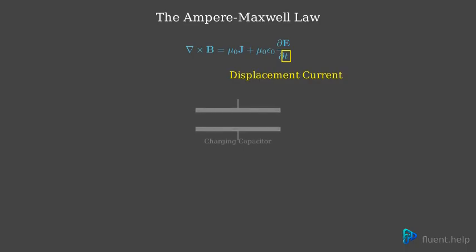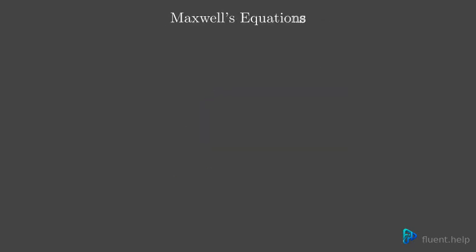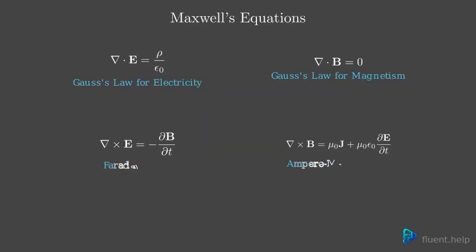Now, the curl of B equals mu naught times the current density plus mu naught epsilon naught times the changing electric field. This restored symmetry. Changing B creates E, and changing E creates B. The circle was complete. Let us pause and look at our complete set.